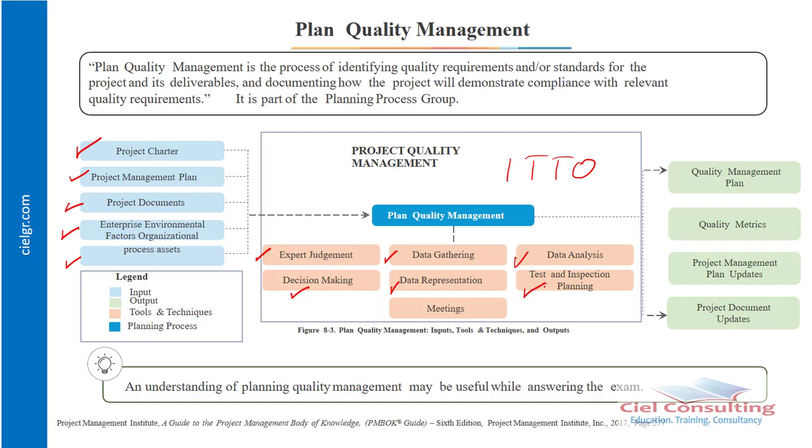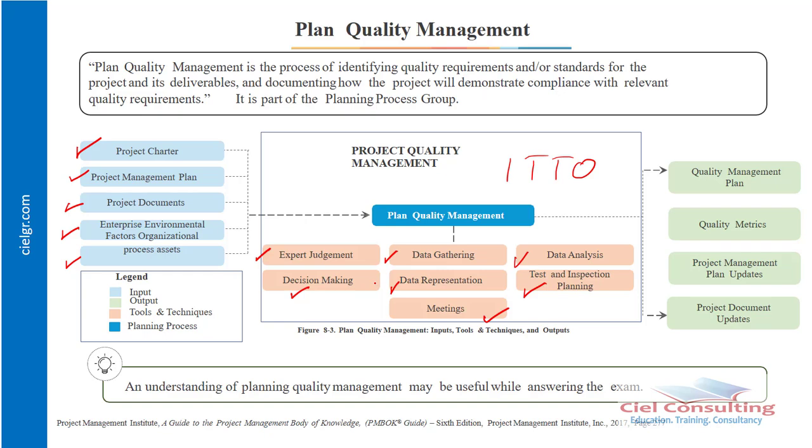Also, test and inspection planning. This is basically where you create a plan as to how you're going to carry out test and inspection in the course of the project implementation, and that's what your test and inspection planning focuses on. And then meetings are also another technique you can adopt when you're planning your quality.